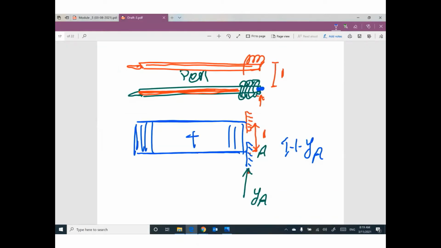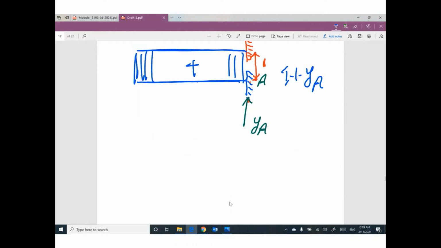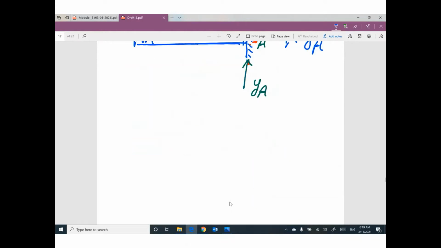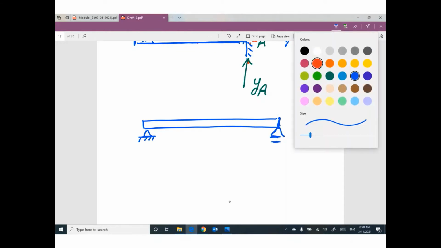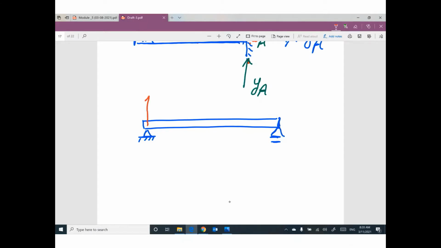Guys, please pay attention. What is the difference between this situation and this situation? If you have your pen supported here and supported there, and you push this support up by 1, I have to keep the other support as it is. So the new position of your pen looks like this.